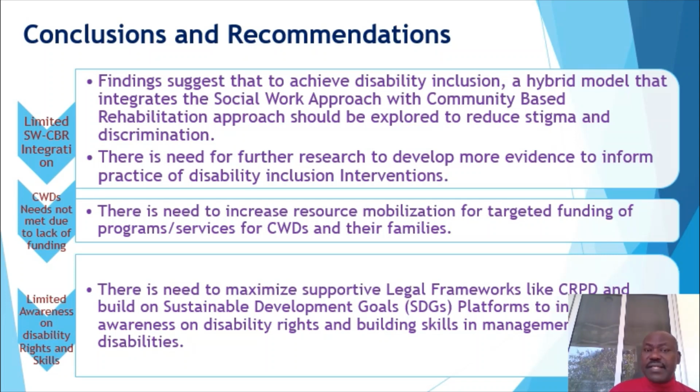The findings suggest that to achieve disability inclusion, we need a hybrid model that integrates social work and community-based rehabilitation approaches. This should be explored to reduce stigma and discrimination. However, because the study was just a small drop, there is a need for further research to develop more evidence to inform the practice of disability inclusion using these two important models, CBR and social work.